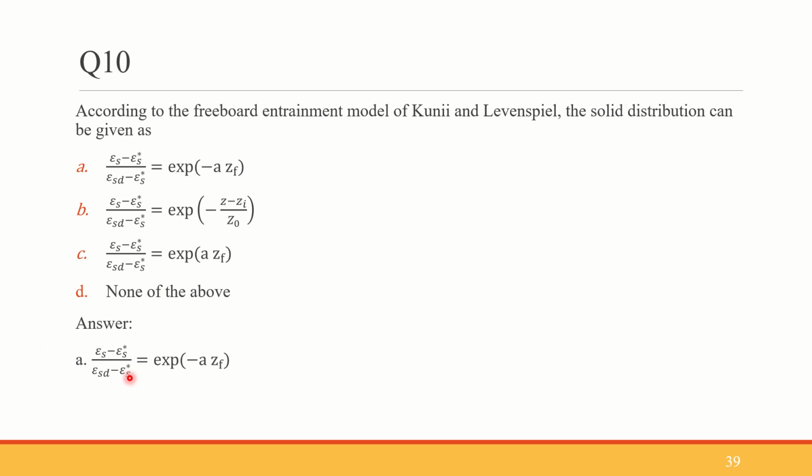Epsilon S minus epsilon S star divided by epsilon SD minus epsilon S star is equal to exponential of minus A into ZF. This is according to the freeboard entrainment model of Cooney and Levenspiel, where we are giving the solid distribution using this particular formula. One more thing we need to know is the second option. You have seen it somewhere. Do you guys remember where it is?